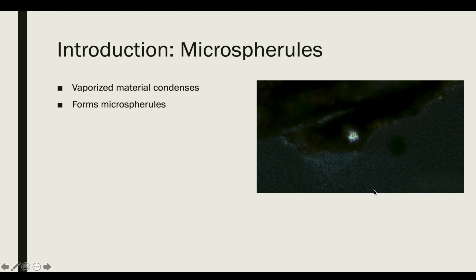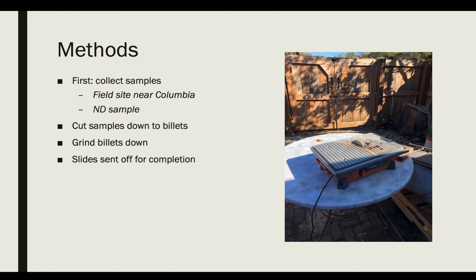So, my methods. The first thing I had to do was collect a sample from a KT boundary site in South Carolina, and I did this at a sand mine near Columbia. I did that first in the summer of 2019. I took samples from it and brought them back here to Clemson. And then North Dakota's boundary sample had been obtained previously by a field trip that the Geology Museum had done a few years ago, so I already had access to that.